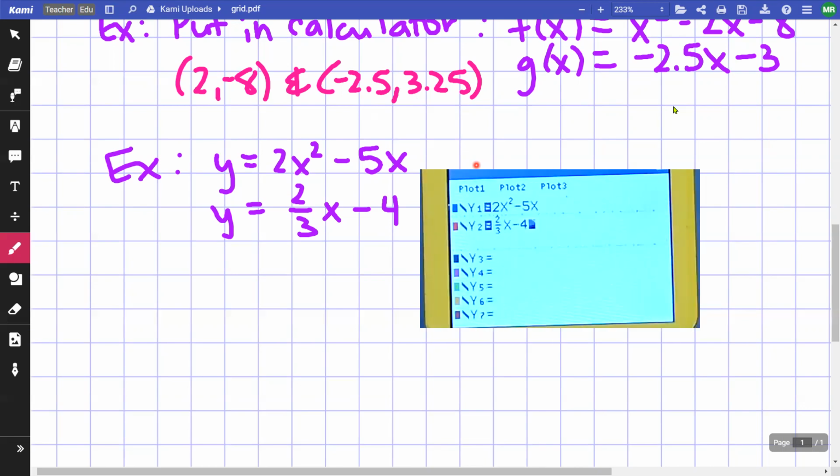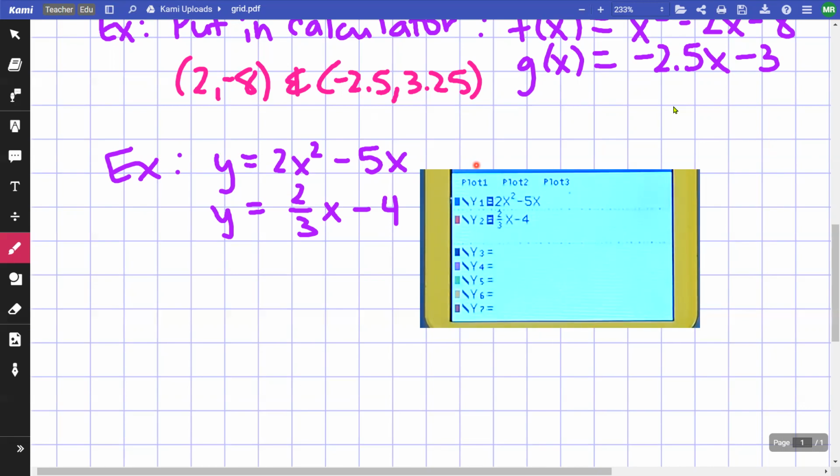And then again, we don't have to do the zoom 6 if we've already done that zoom 6. If I've already done it once, I can just hit the graph button. And I get this.